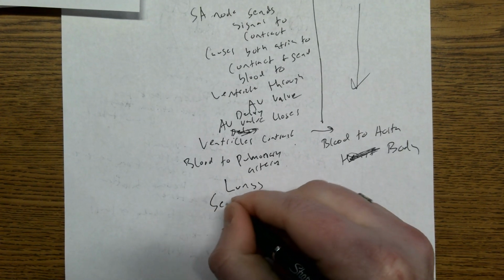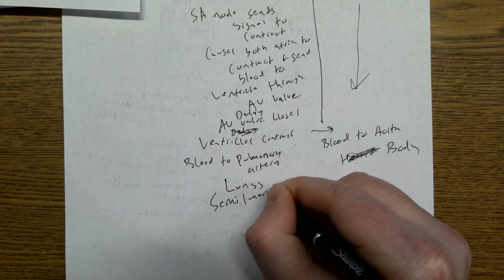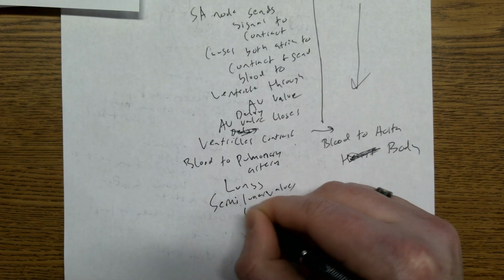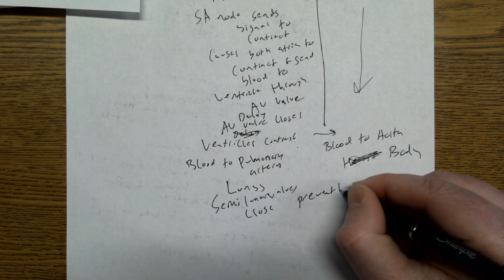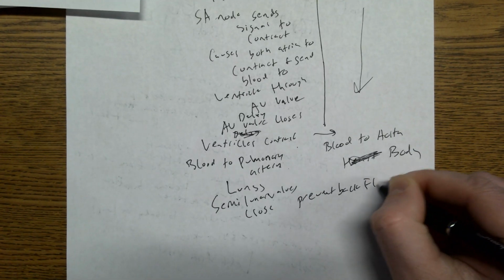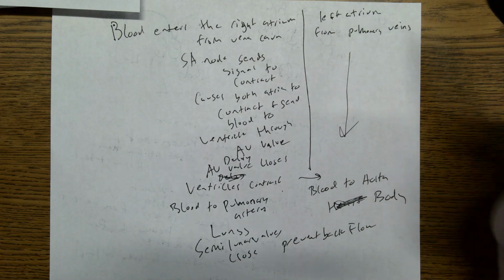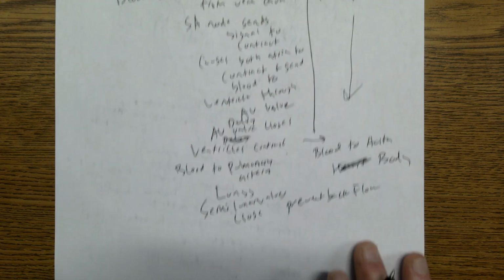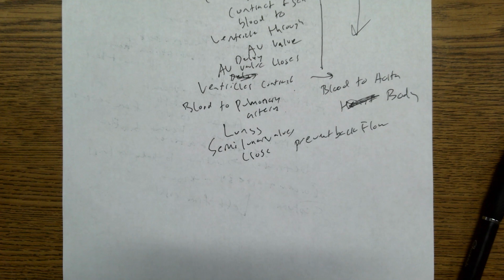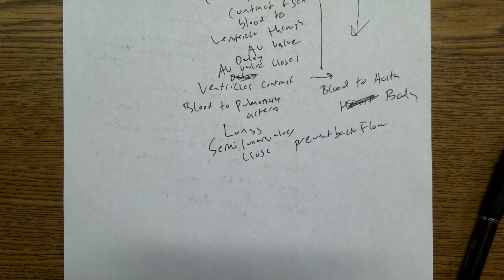And then the semilunar valves will close, preventing backflow. The blood will circulate, and then we'll be back up here. It'll enter the right and the left atria. So it'll circulate to either the lungs or the body, and then it'll come back. These are the different movements of them.